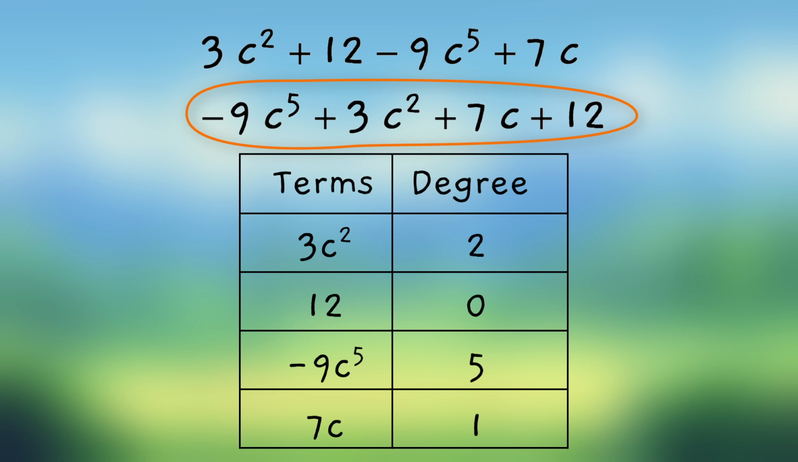So there you have it. The standard form just says when you write down a polynomial, arrange the terms so that you go from the largest degree to the smallest degree. And remember, the degree of a constant term is 0.